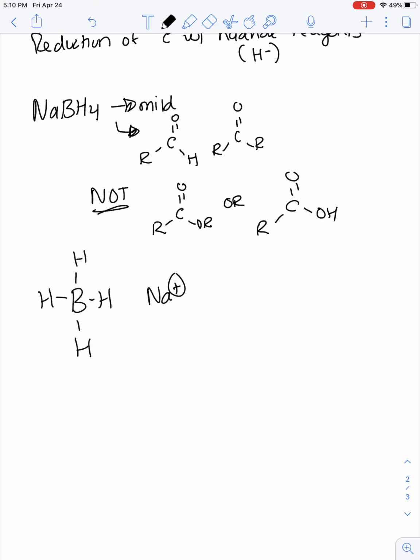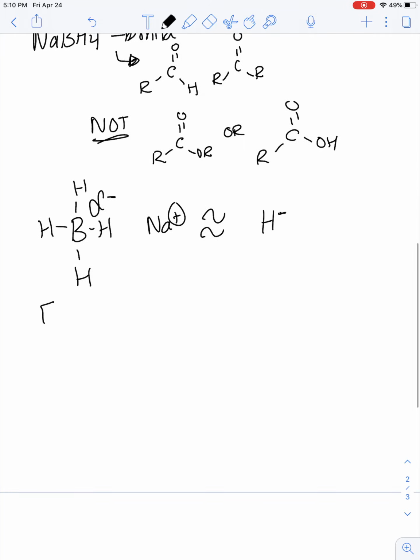When we look at the structure of sodium borohydride, we have sodium plus, and the boron-hydrogen bonds are polarized with a partial negative on the hydrogen. So sodium borohydride is effectively just a source of hydride. A lot of times this is just shown as H minus. And again, remember that this one is a mild reducing agent.